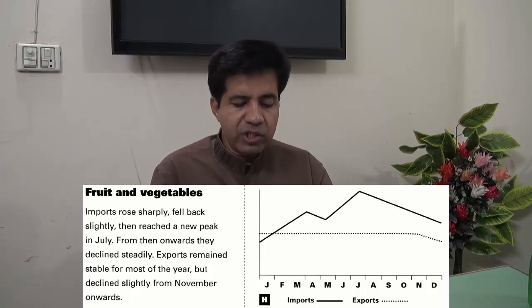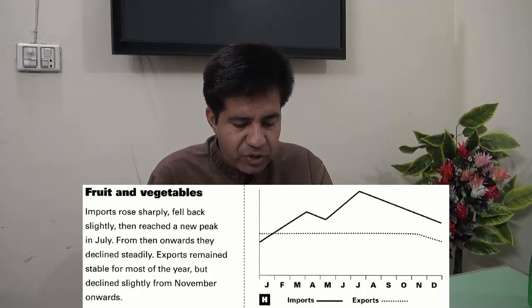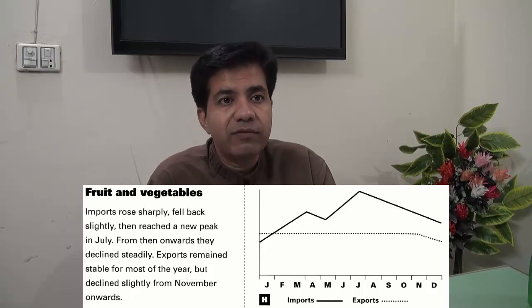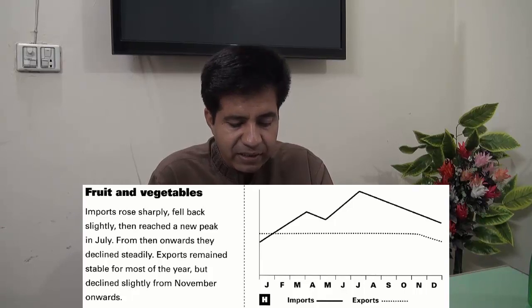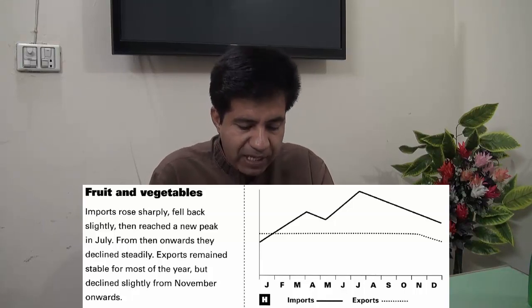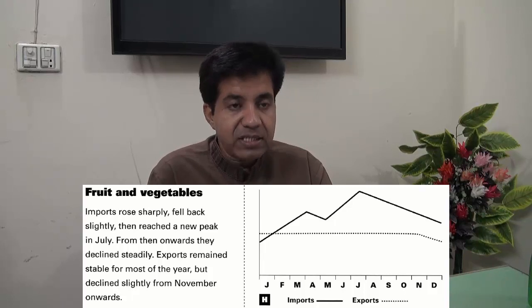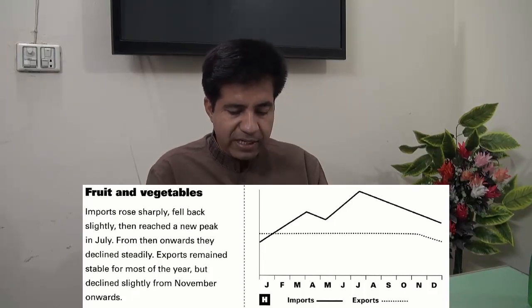About fruit and vegetables: imports rose sharply, fell back slightly, and you need to observe the use of commas and all that stuff, punctuation. Imports rose sharply, fell back slightly, then reached a new peak in July. Can you see that? Yes, sir. Rose sharply, fell back, and again, from then onwards, they declined steadily.